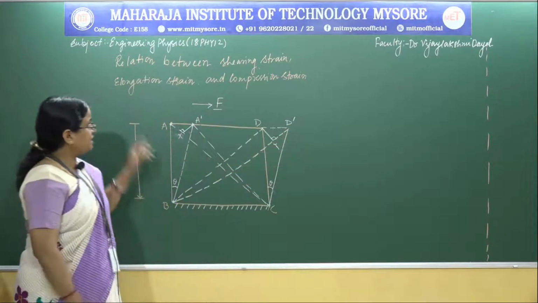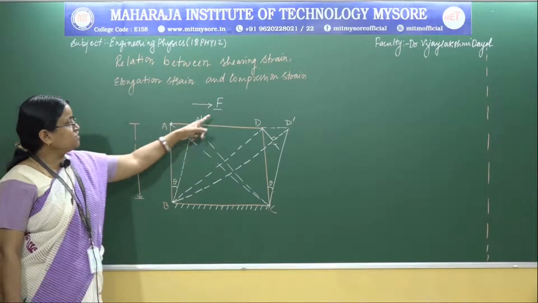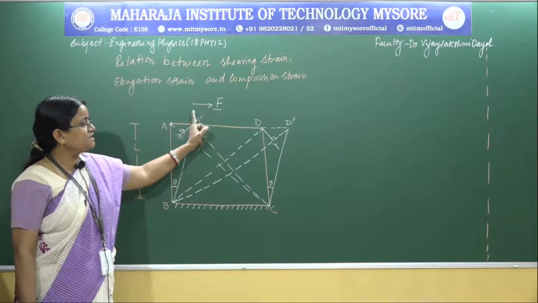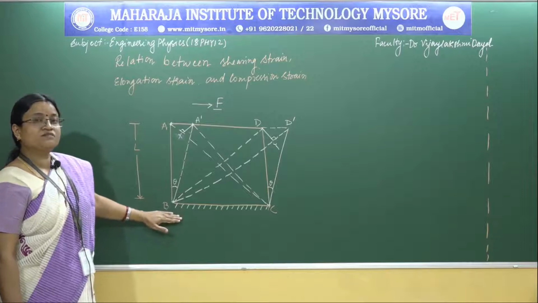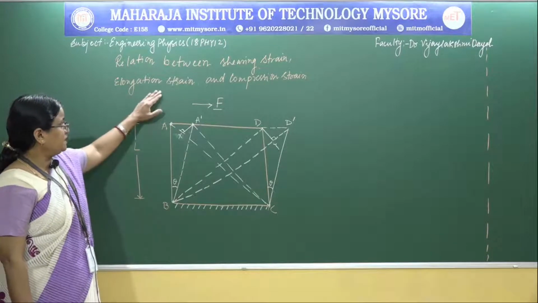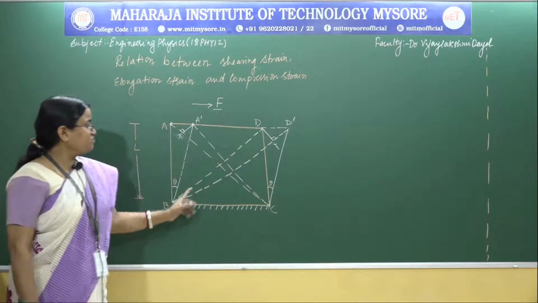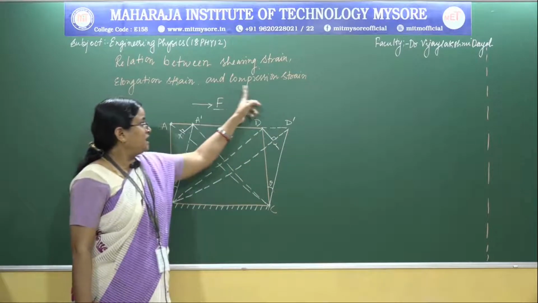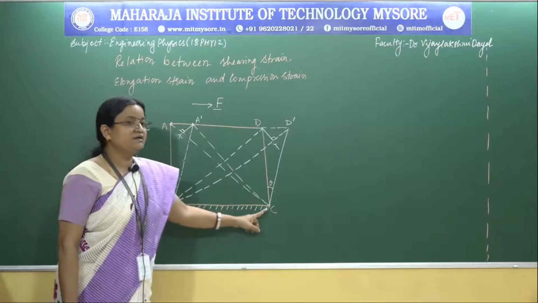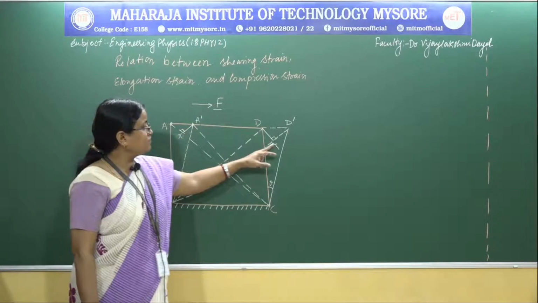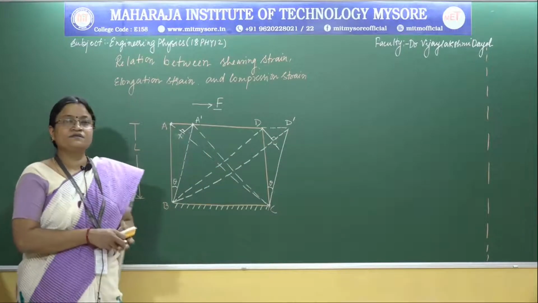So, we now have to find out the relation between the shearing strain, which is due to the force applied tangentially on the upper surface of the cube when the bottom surface is fixed, and the elongation strain, which is in BD, elongation by YD dash, and the compression strain, which is by AX in AC. So now we have to find out YD dash and the value of AX.